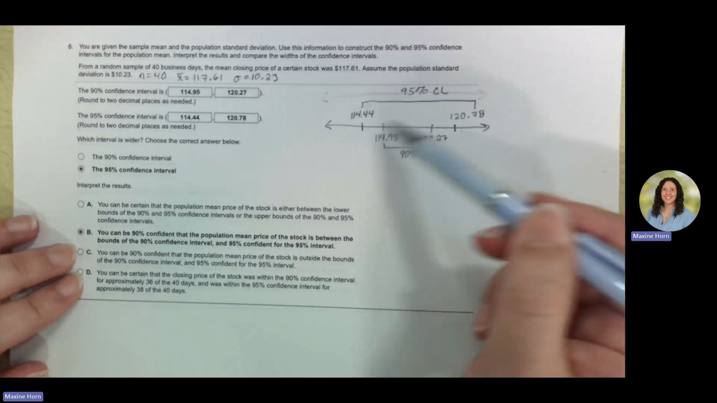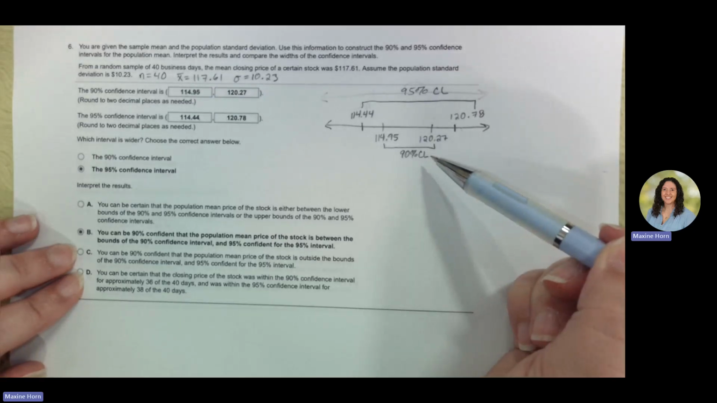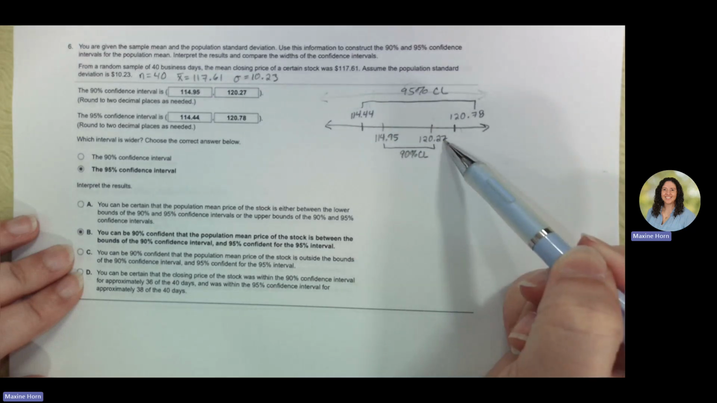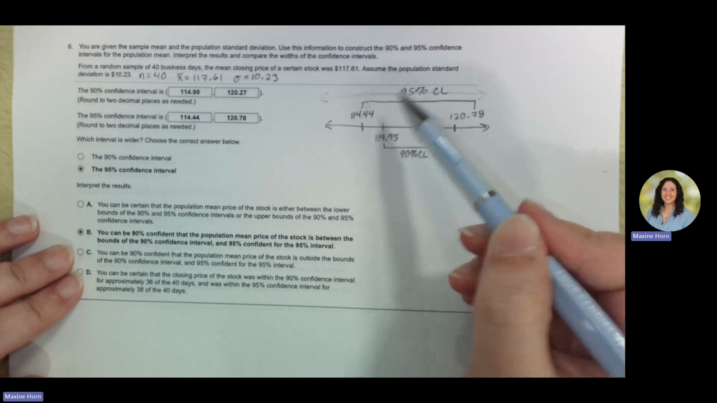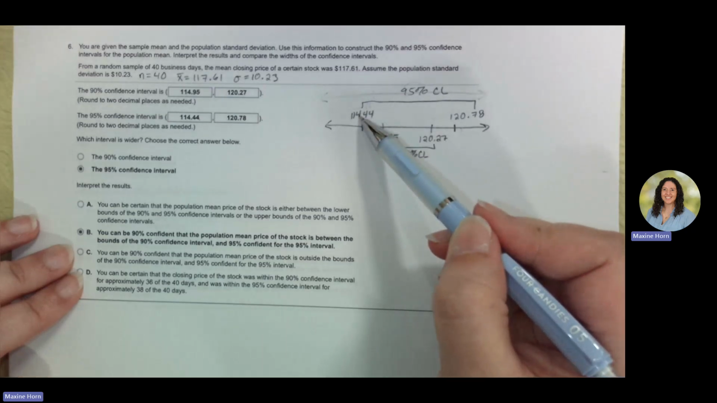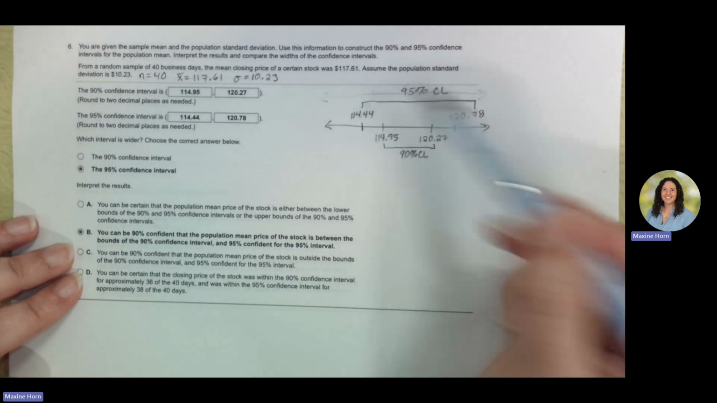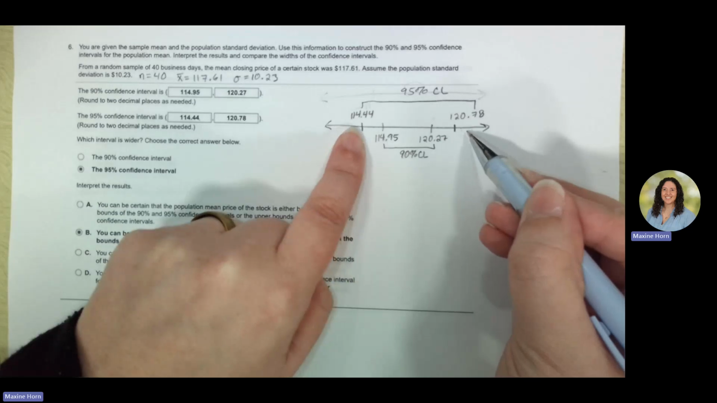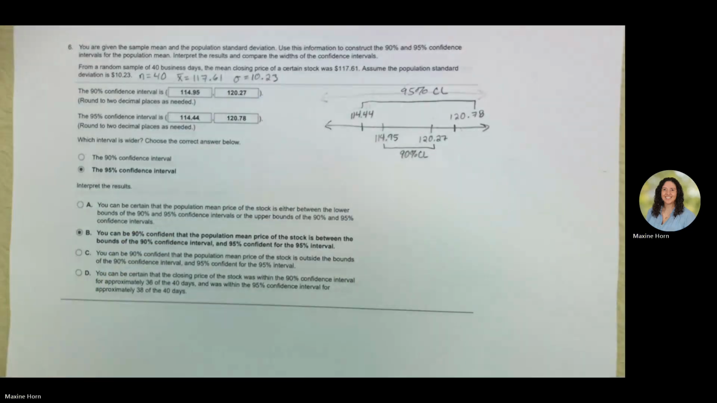Okay, so now they want you to interpret that. So you can be 90%, we kind of already said this, you can be 90% confident that the population mean price of the stock is between 114.95 and 120.27. And you can be 95% confident that the population mean price of the stock is between these bounds. And you would give the numbers. But what they're wanting you to see here is that all other things being equal, if you increase your confidence level, if you want to be more confident, you better widen your net, right?